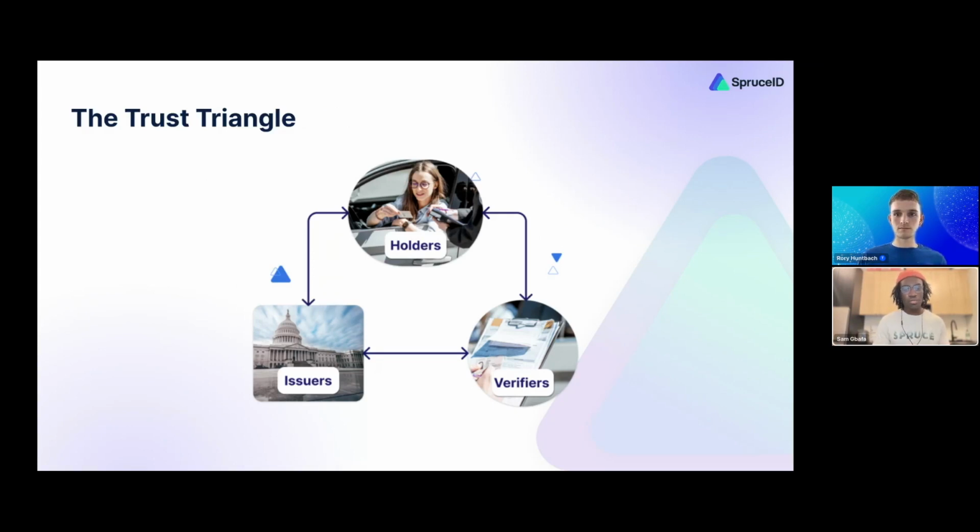So let's say the DMV issues me a credential that's a digital driver's license. And now I can use that credential with a verifier. Verifiers could be anyone that wants to verify that the credential is authentic. The verifier knows or has a list of issuers it trusts. So maybe the TSA trusts a certain state's DMV.